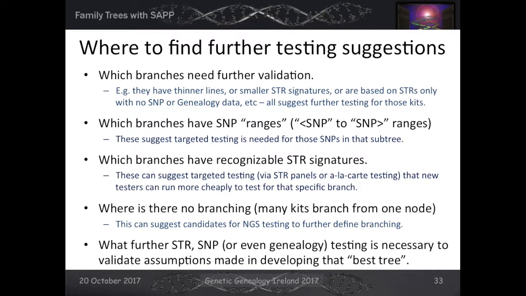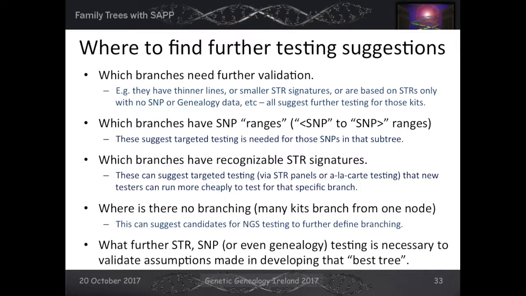Which branches have recognizable STR signatures? Again, I suggested STR panels of a sort, but they're two or three STR markers that are very clear signatures for particular subgroups, for people who know that they're in that general area or think they're descended from an ancestor. It gives them a pretty easy way to get a yes or no. And then of course, if it's a yes, then they want to test a little more to find out where or how far back they connect. But at least they haven't spent the money without getting the initial yes or no answer out of it.